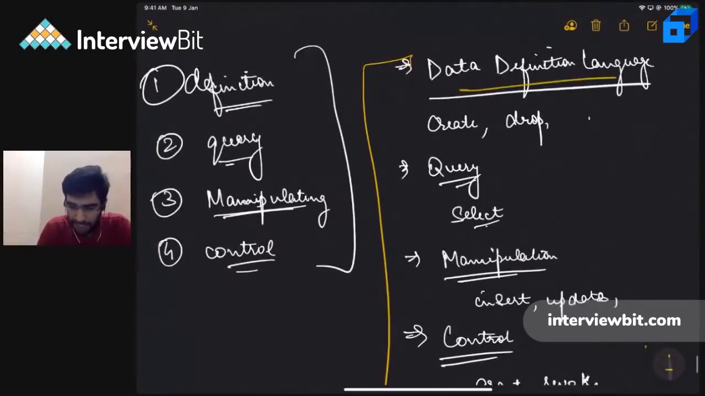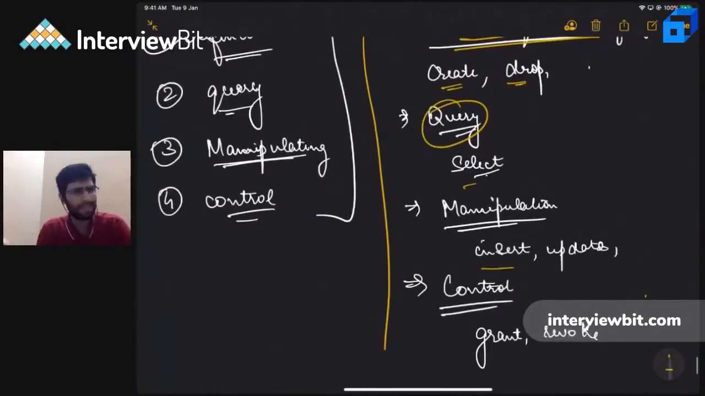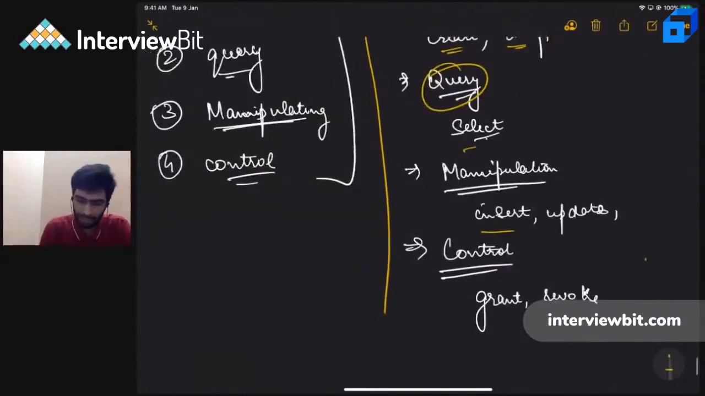There can be a definition statement, which can be creating or dropping. There can be querying, like SELECT. There can be manipulation, inserting or updating something. And there can be controls. These control statements are there to give read rights, or only write rights, and all those things to the database management system. So these are the four types in SQL.